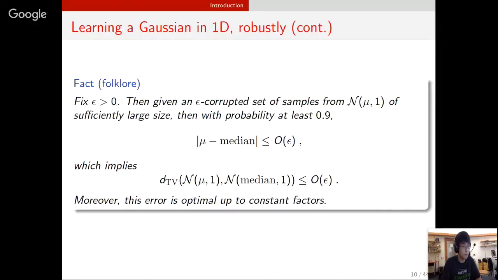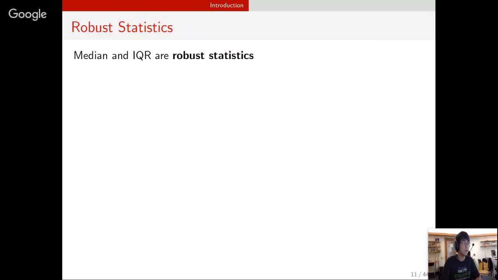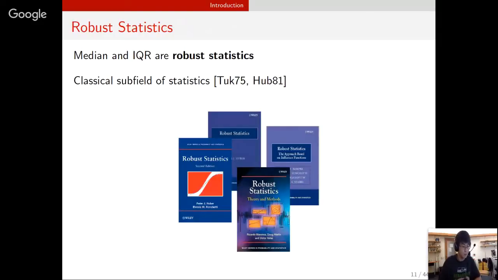And similarly, if you want to recover sigma squared, or the variance, something called the interquartile range works for recovering it in the presence of this noise. So what I've just asserted to you is the fact that the median and the interquartile range are robust statistics for the mean and variance of a Gaussian, respectively. And the study of such statistics which operate even under this very strong adversarial noise is a very natural problem, and it's a very classical subfield of statistics dating back to the mid-1900s. There's been a lot of work on this, and it's still a very active research area today.